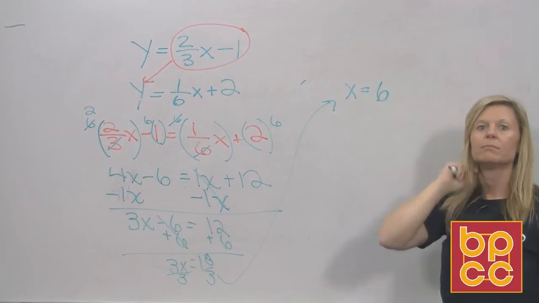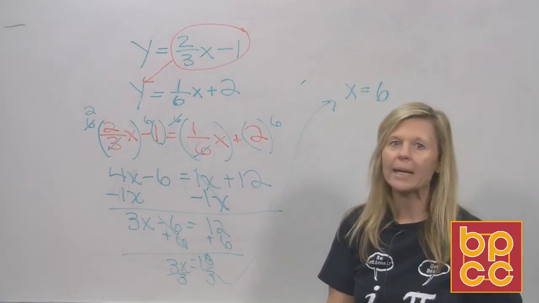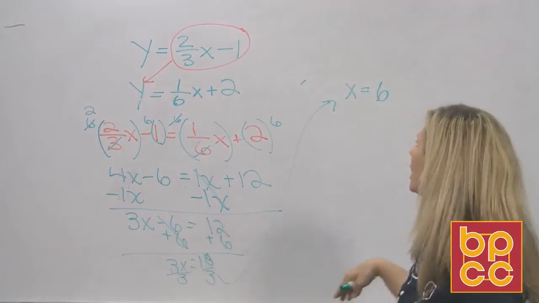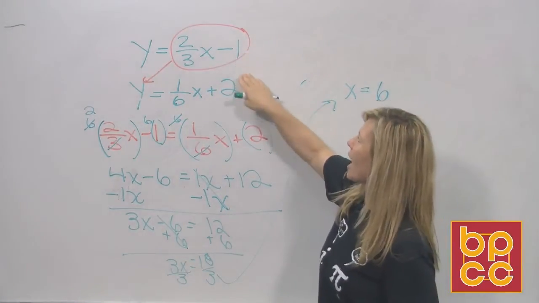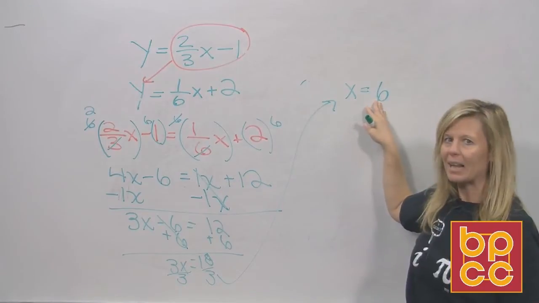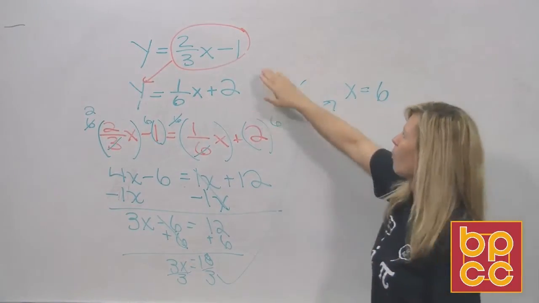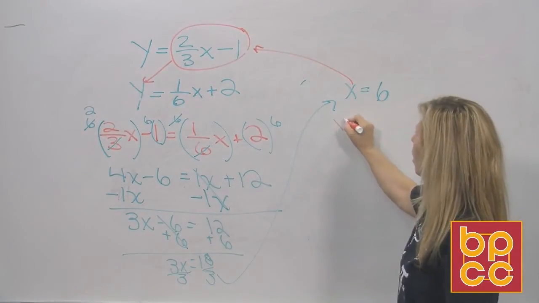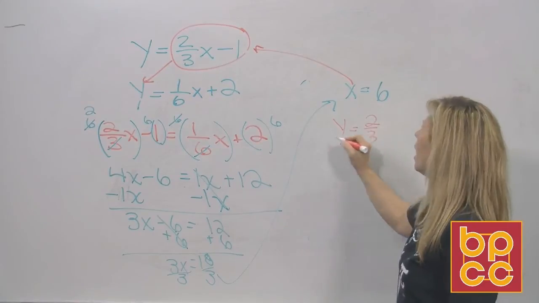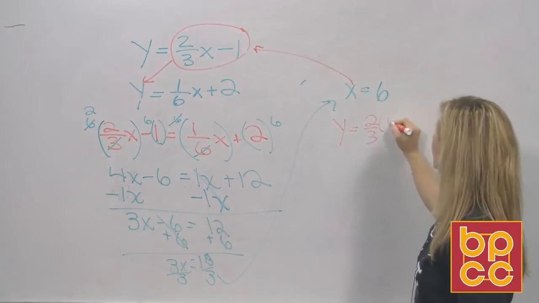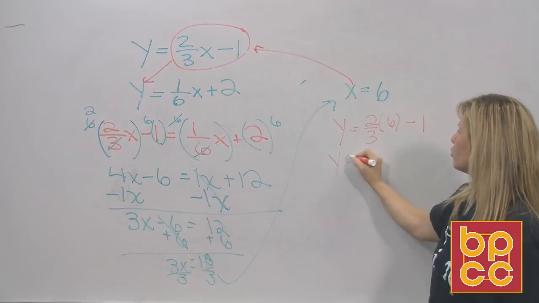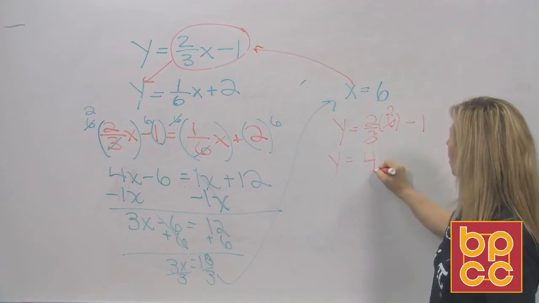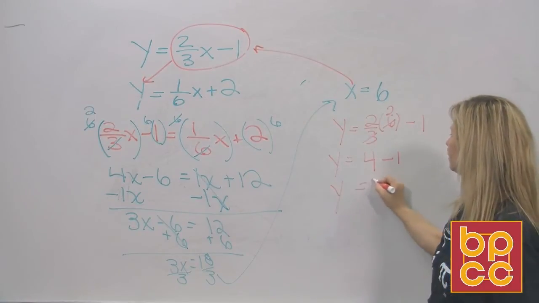So far, so good? Are you done? No way. Each one of these equations has an x and a y, so when you solve a system, you must have an x and a y. Does it matter which equation I go back and get the y with? Not at all. I'm a creature of habit, and what I circled is where I go back. So I'm going to go back and use that equation. I'm going to write y equals 2/3, substituting for x, 6, minus 1. Now I'm going to do my arithmetic. 3 goes into 6 twice. 2 times 2 is 4. 4 minus 1 is 3.